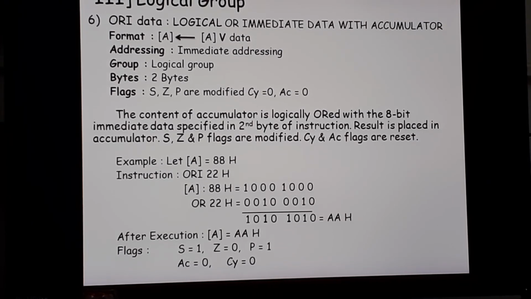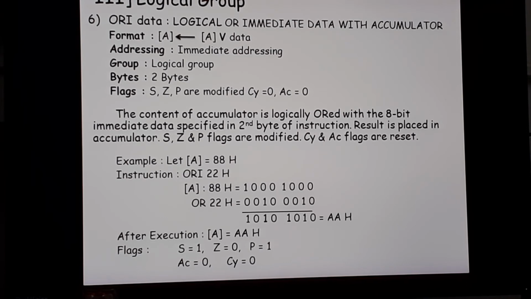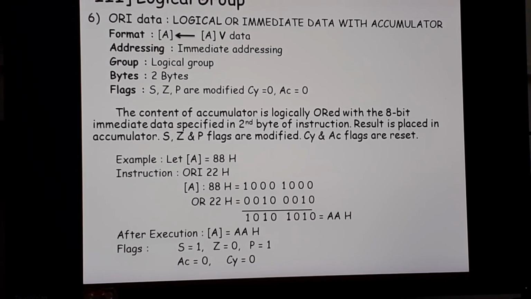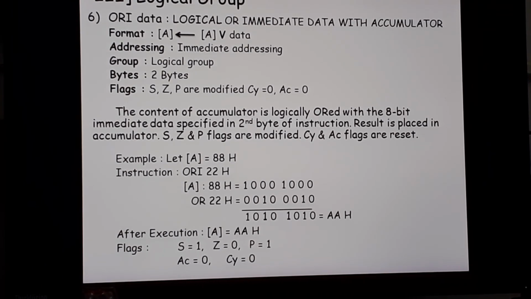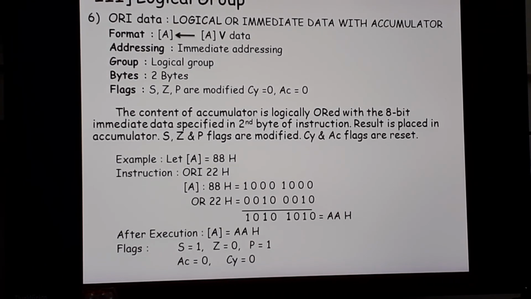Flags that I got in this particular case are sign as 1, zero as 0, parity as 1. Why? Because the parity will be even since the answer has 4 number of 1s. Zero flag will be 0, because the answer is not fully 0. Sign is 1 because my D7 bit is 1. AC and carry flag will be 0. Why? Because in the instruction itself I have told you that they will be set to 0 always.